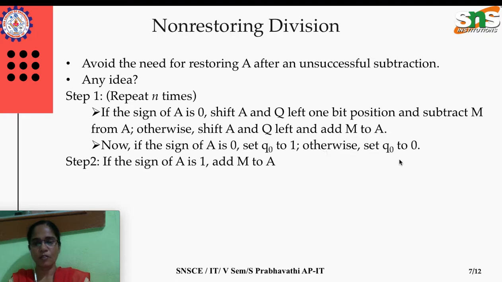Okay, otherwise q0 to 0. So repeat step 1 for n times, and at last, in the last step, if we get the remainder as negative, so negative in the sense that if the sign bit, the MSB of the A register, is 1, we are going to put back at the last step. In the final step, we will be putting back the dividend by adding the divisor.